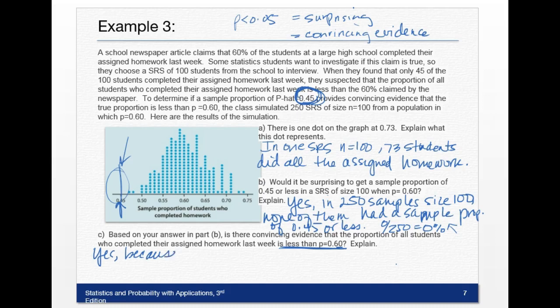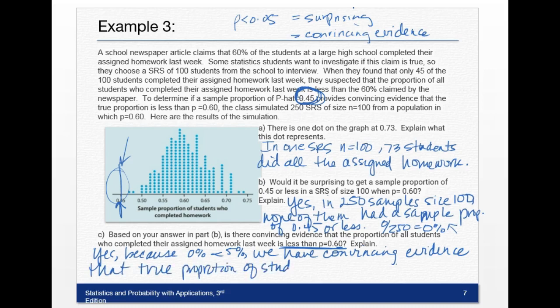Because 0% is less than 5%, we have convincing evidence that the true proportion of students who complete their homework is less than 0.60. Okay? That's all you have to say. And this is your reasoning, because 0 is less than 5%. All right, I know that's a technical problem. We'll talk more about it when we get in class.